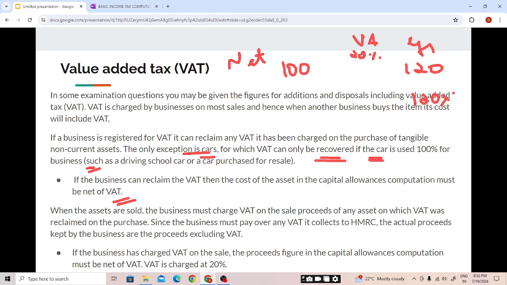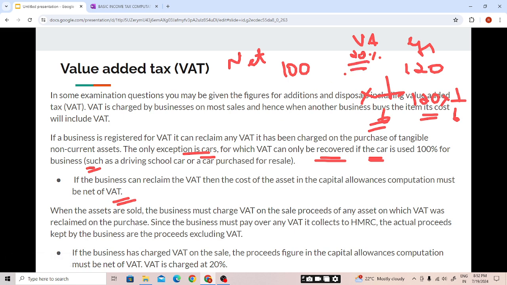120 into 120 divided by 6, into 1 by 6. That is... I hope this is clear. Every time you need to do 1 by 6 so that you arrive to your amount. That is now 120 divided by 6.